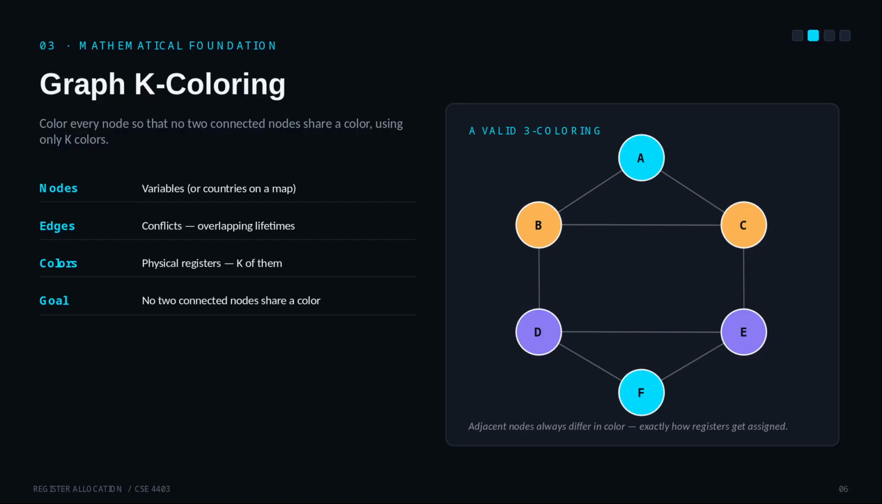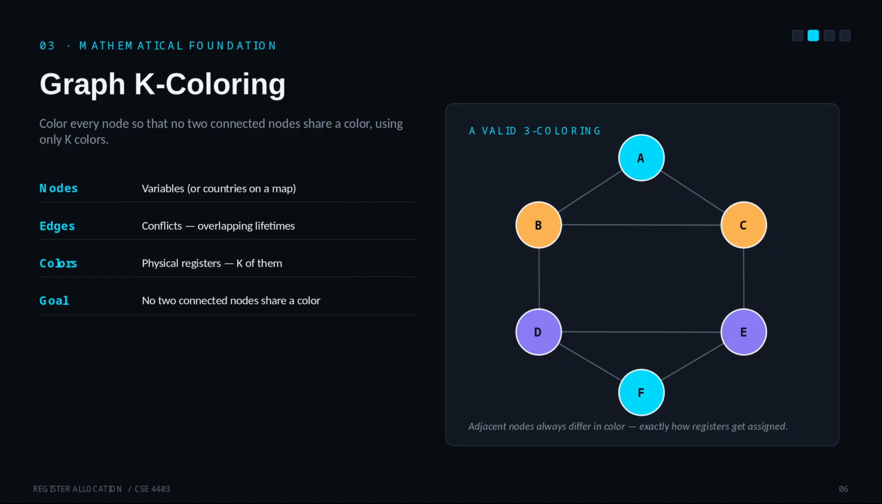Let's look at the NP complete problem, graph coloring. It's very important for understanding register allocation. Think of the nodes as variables, edges as the variables used at the same time with other variables, and colors as the number of registers, represented by k. We need to find a combination where no adjacent nodes have the same color.